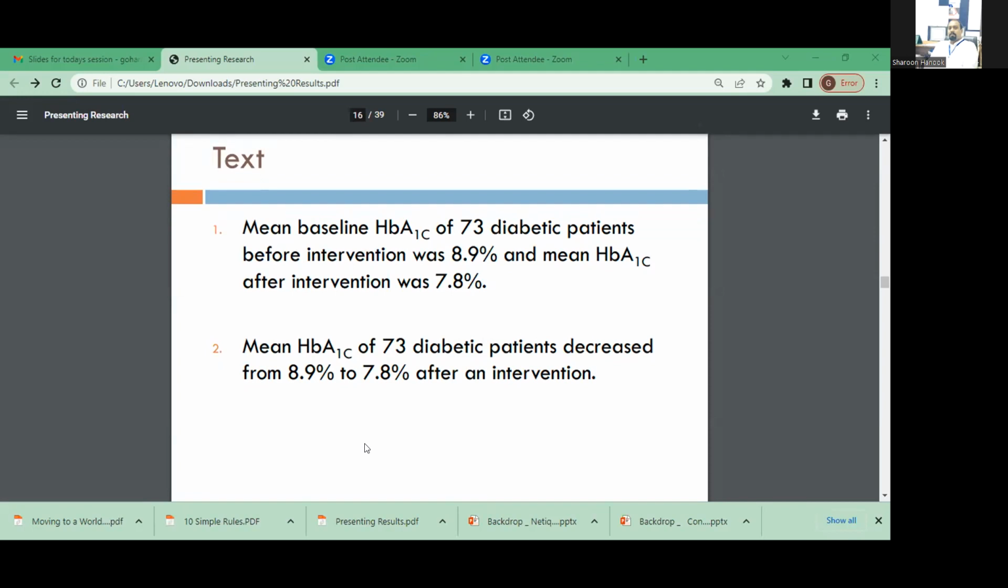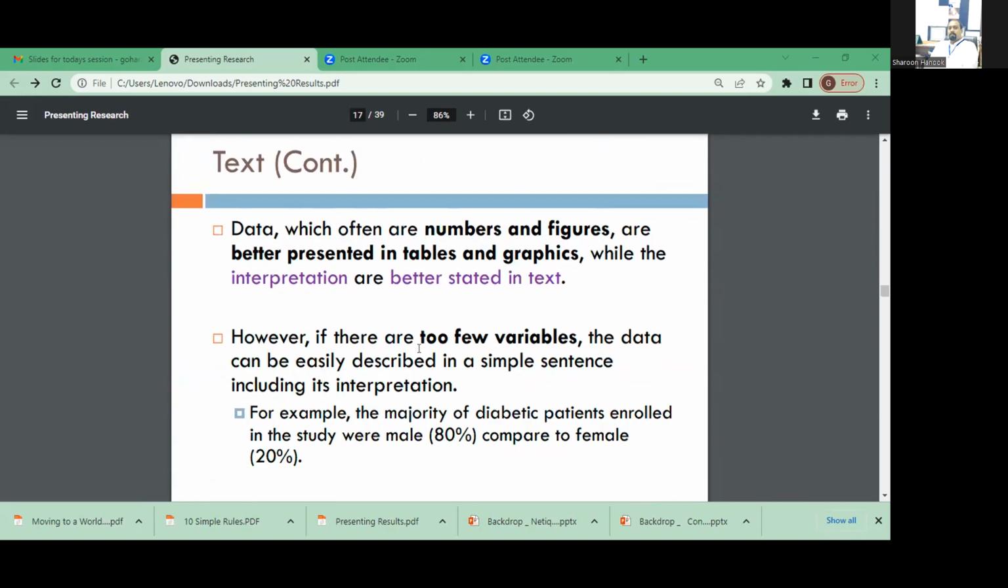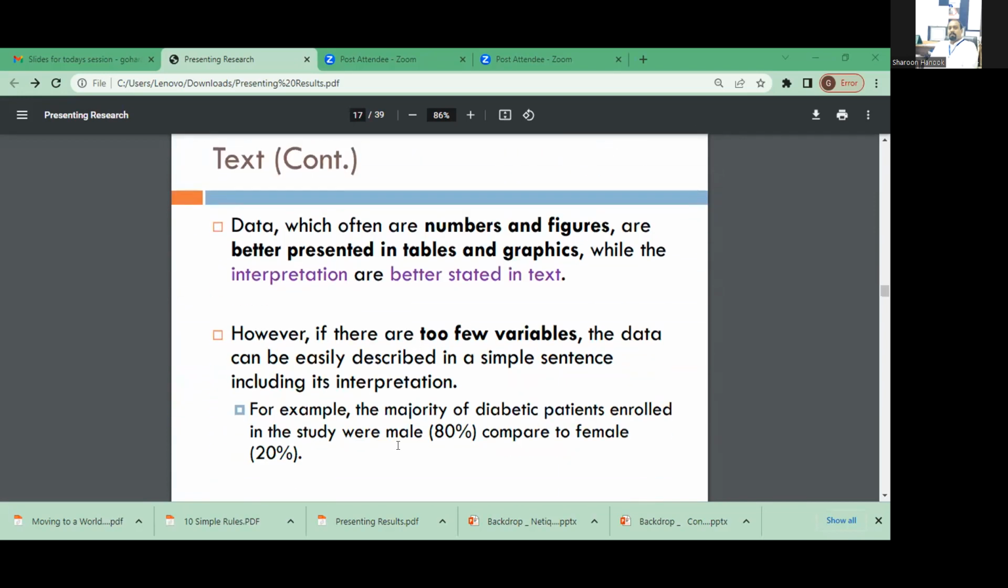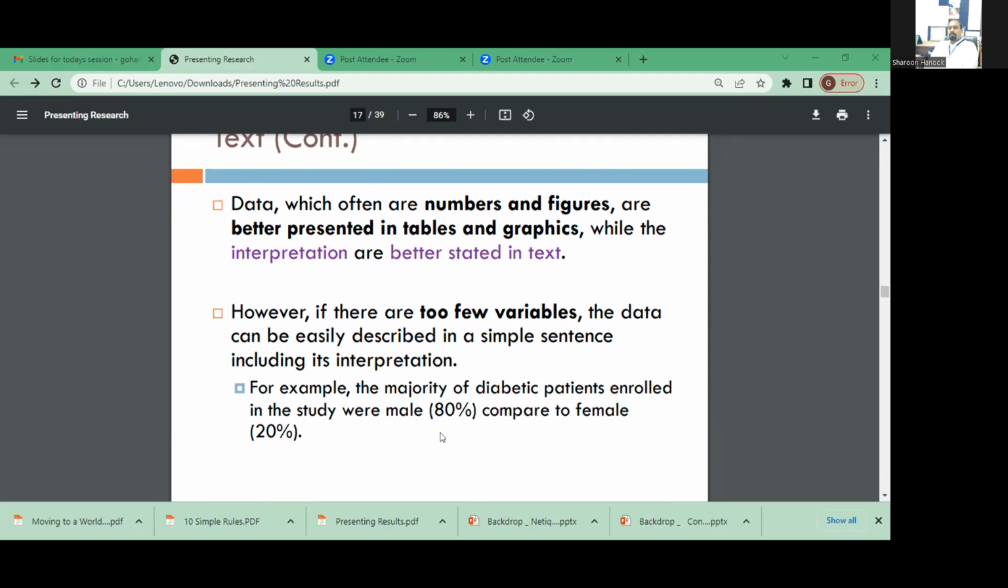Go to the next, please. Keep one thing in mind: data, which are often numbers and figures, are better presented in tables and graphs, whereas the interpretation is better stated in text. So this is the key. You have to be very clear that interpretation is something that should be shared in the text.